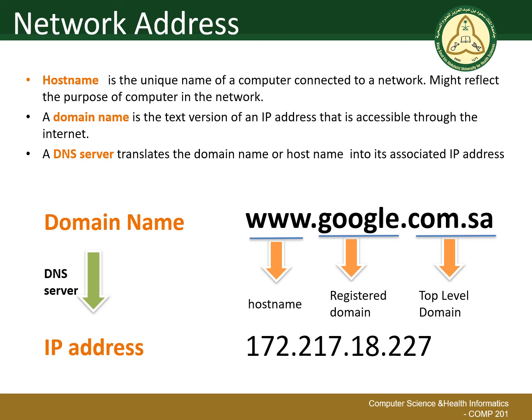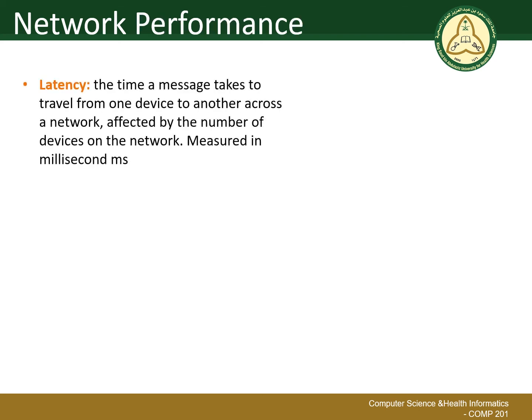The DNS, the domain name server, translates the domain name into the IP address and the IP address into the domain name. So the DNS server is basically converting between the text version and the numeric version, and the numeric version into the text version of the domain name. And there is something called top-level domain, which is this one. This is the top-level domain.